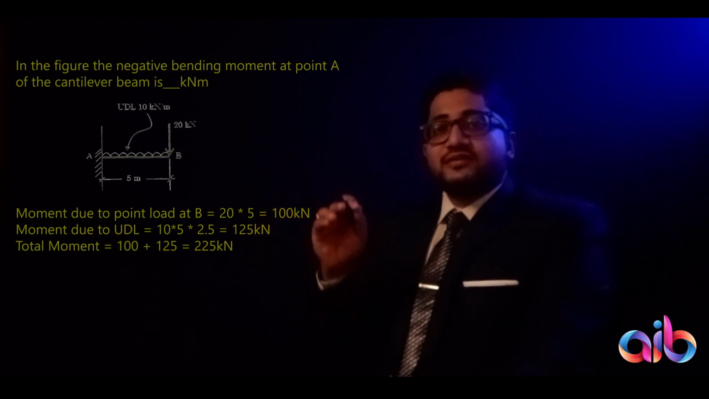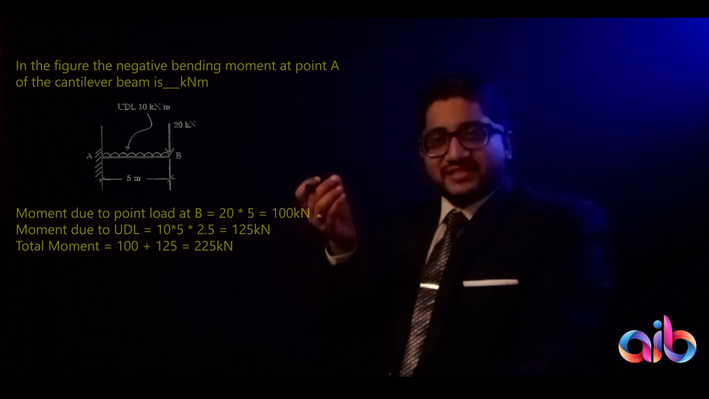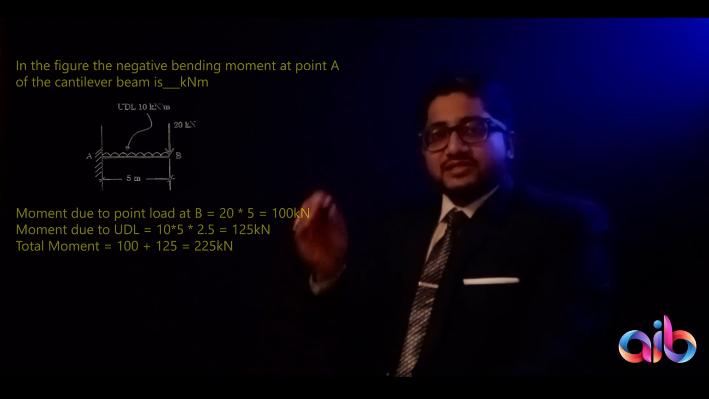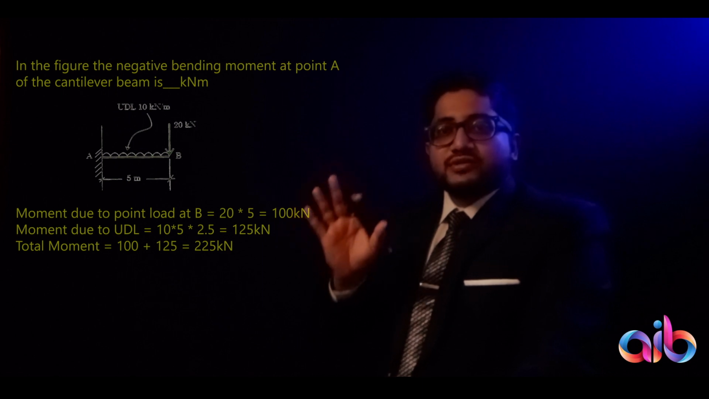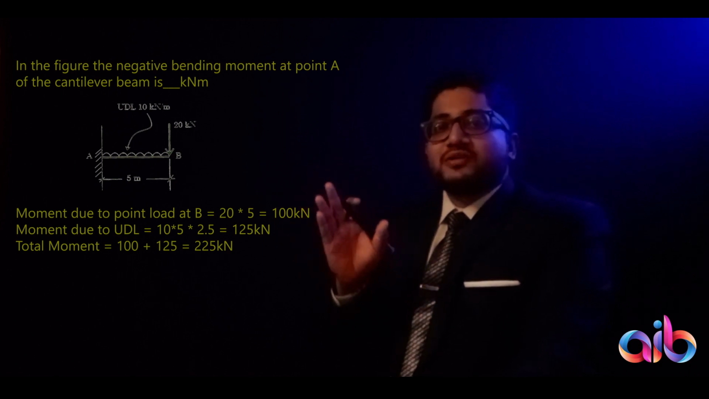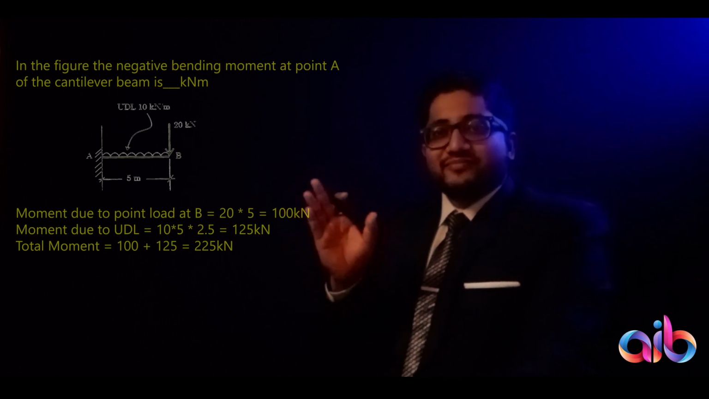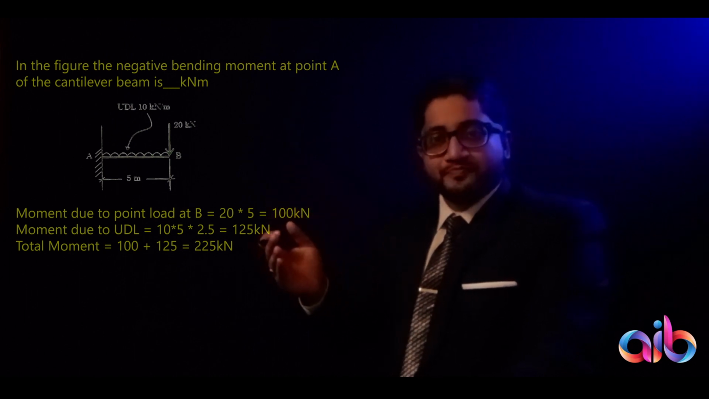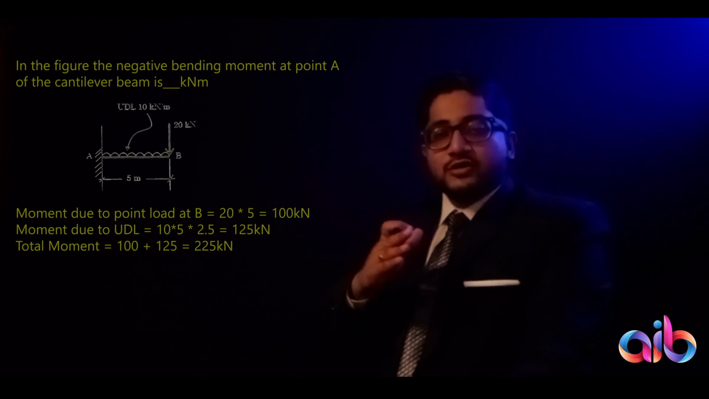Now a uniformly distributed load would be acting from the center of mass of the entire load system. So this load of 50 kilonewton is effectively acting from a distance of 2.5 meters, or half of 5 meters, 5 by 2, from the fixed end. So 50 into 2.5 gives you 125. 50 into 2 is 100 and half of 50 is 25, so 125.